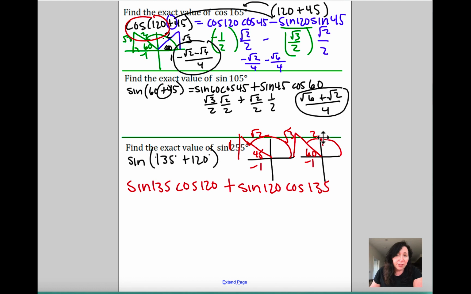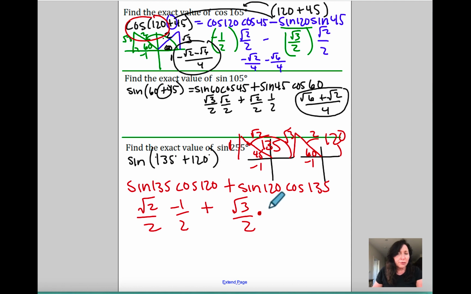Sine of 135, wait, this is 135. Sine is opposite over hypotenuse, so that's root 3 over 2, positive. Cosine, oops, that's wrong. Hold on, I messed up. Sine of 135, this is 120. Okay, I labeled this wrong. 120, and this is 135. So sine of 135 is the same thing as saying sine of 45 degrees, which is root 2 over 2. Cosine of 120 is adjacent over hypotenuse, so that's negative 1/2. Plus sine of 120, again here, which is root 3 over 2. And cosine of 135 is adjacent over hypotenuse, which is, again, root 2 over 2, but negative root 2 over 2. And so this is going to be negative root 2 minus root 6 all over 4.